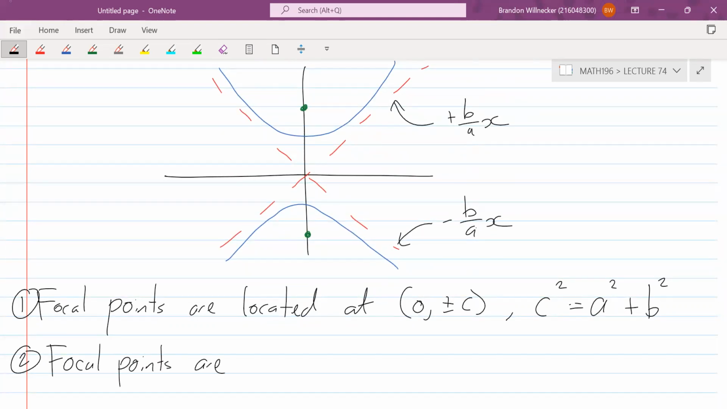Focal points are located at plus or minus c, 0. So again, along x. Same thing, c squared equals a squared plus b squared. Okay, so it depends on the orientation.